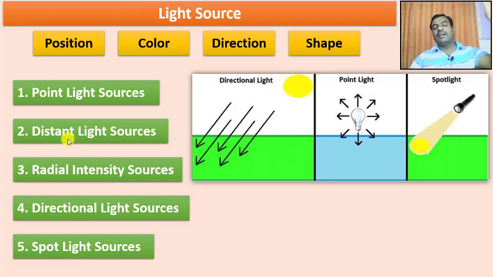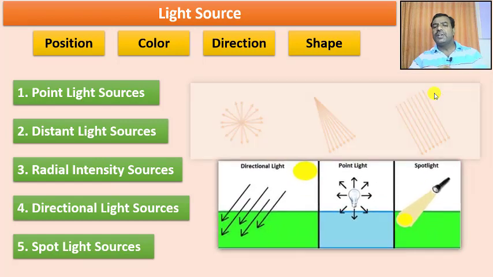Or the infinite distance where the light is going to be. The major observation we need to make here is the point light, the directional light, and the spotlight. Clear? So now with this, just look at one more image over here.